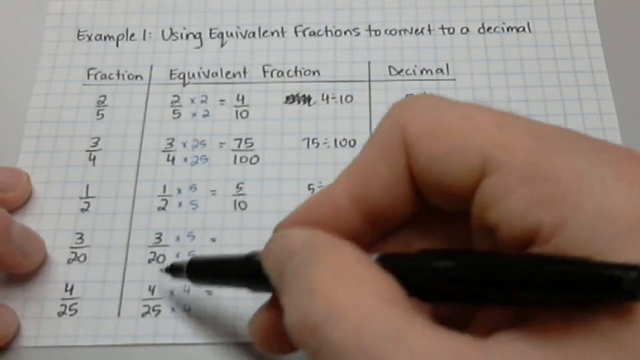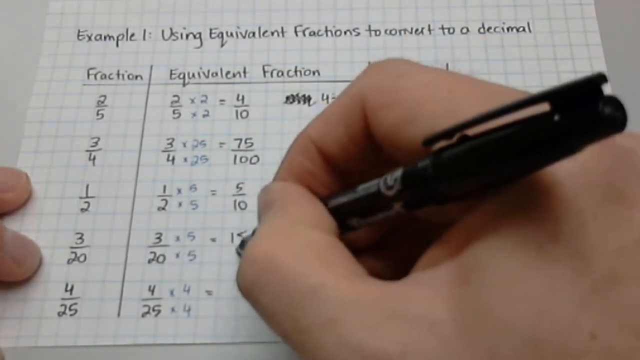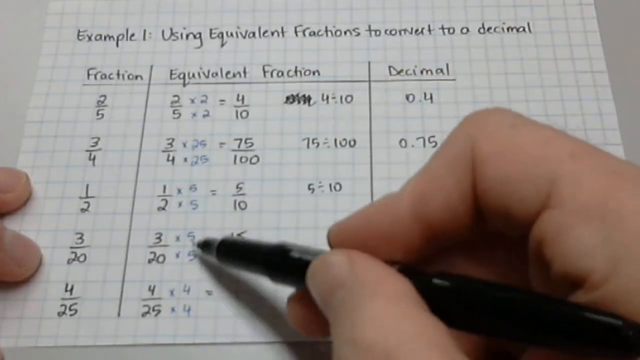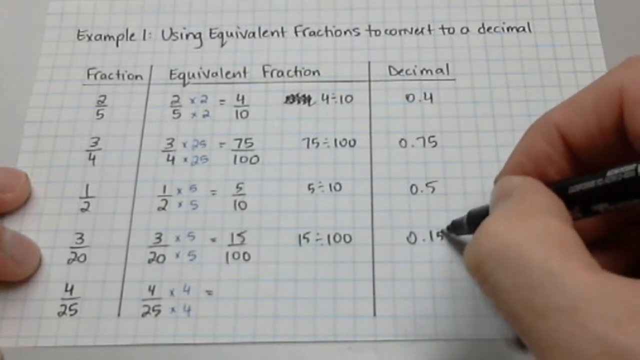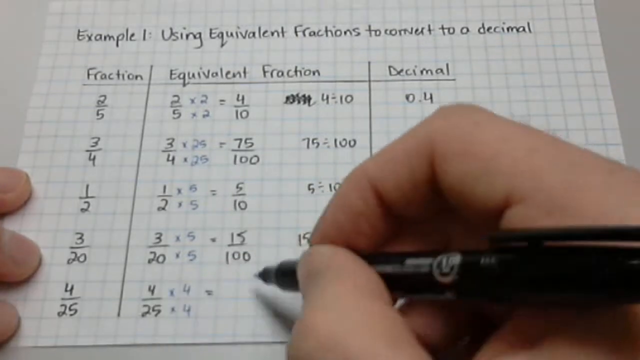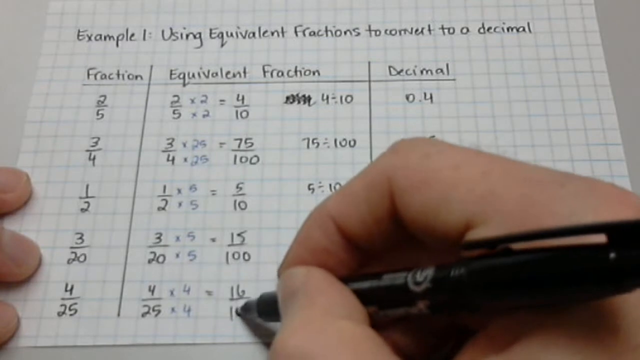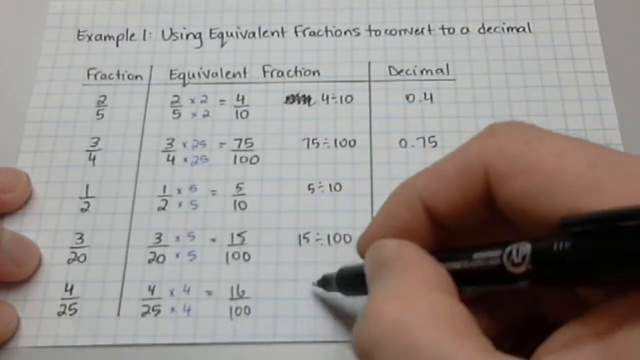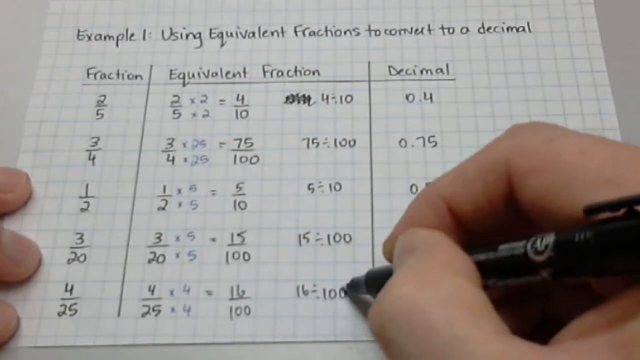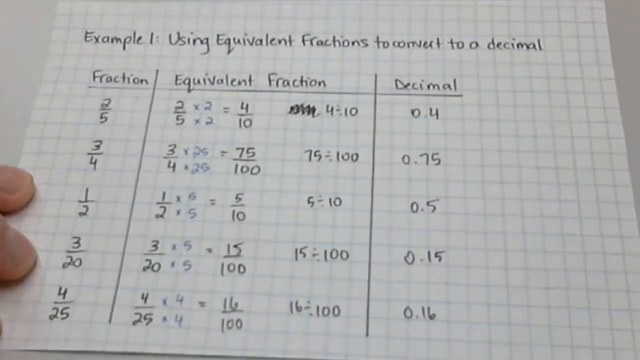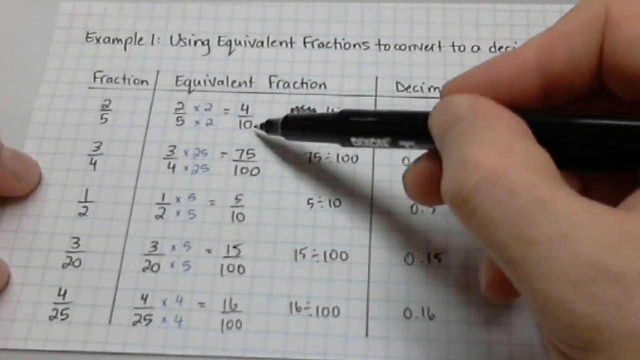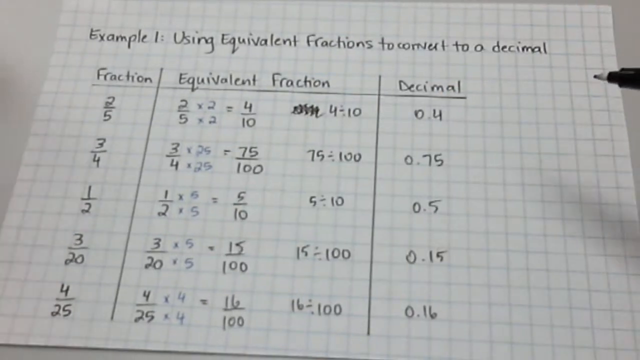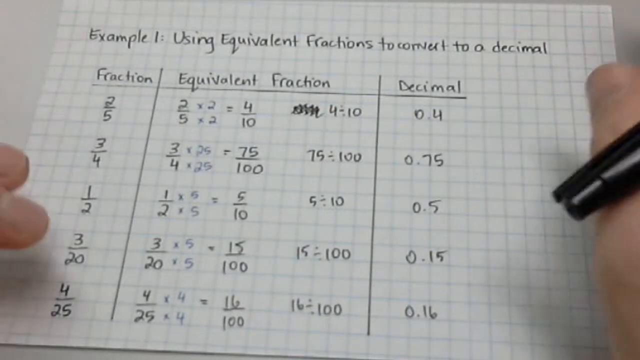3 over 20, I need to get to 100 again, so this ends up becoming 15 over 100 using my multiplication. So 15 divided by 100 just equals 0.15. And then 4 over 25 ends up being 16 over 100, which is 16 divided by 100, or 0.16. That's a way to use equivalent fractions, trying to get a denominator of 10 or 100 to convert easily and quickly to a decimal. That's the first strategy that we're going to use.